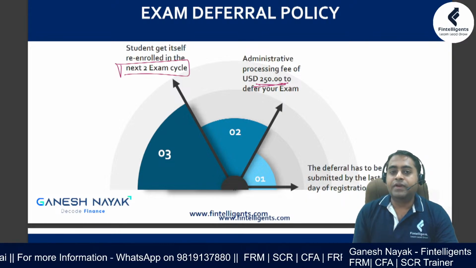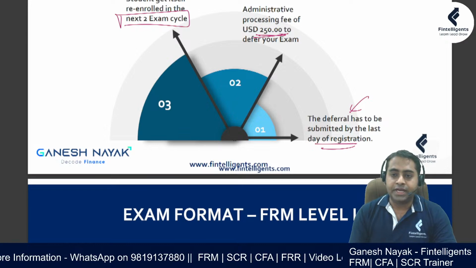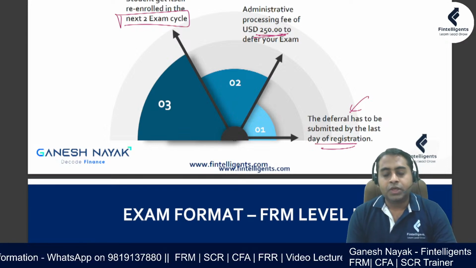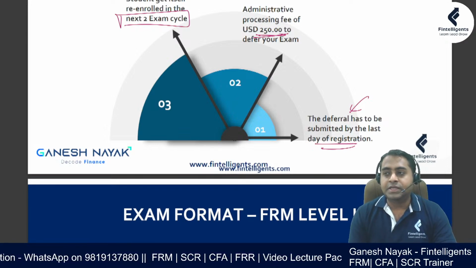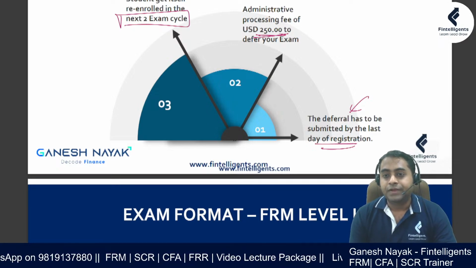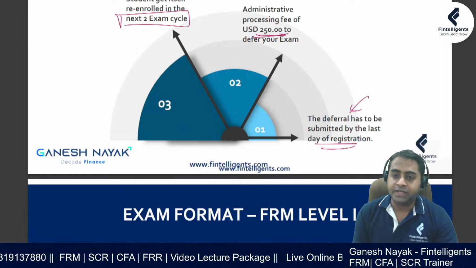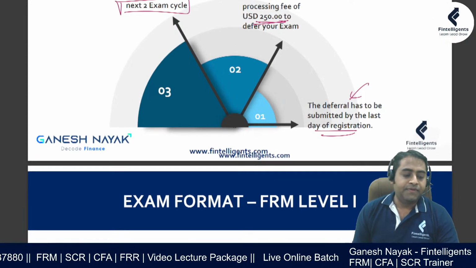So you can only defer to the next two exam cycles, and you have to do it before the end of the registration date. For example, for the May exam, the deferral date is going to be end of April, if I'm not wrong. Sorry, end of March. End of March is the last date to defer the exam. You have to pay $250. You can defer the exam to the next one. Perfect.